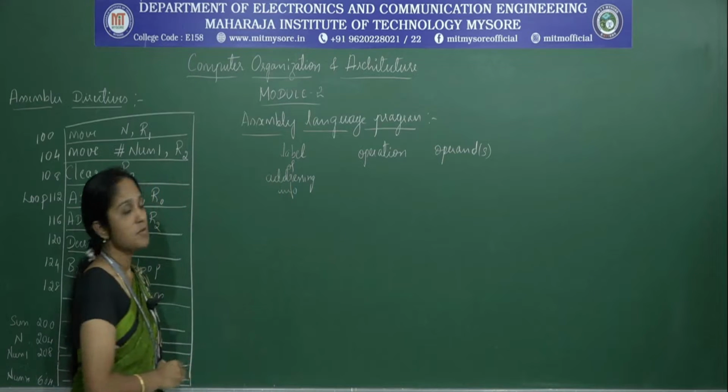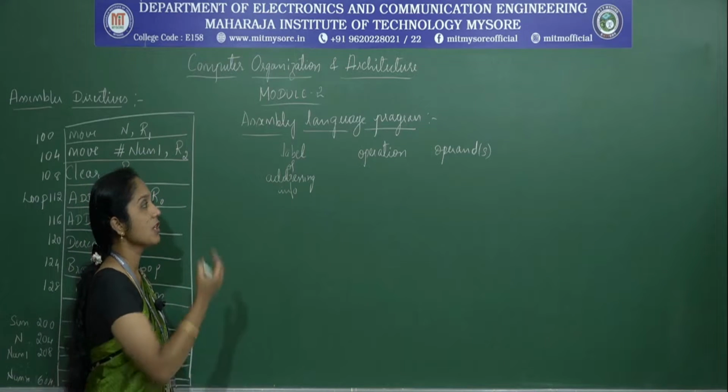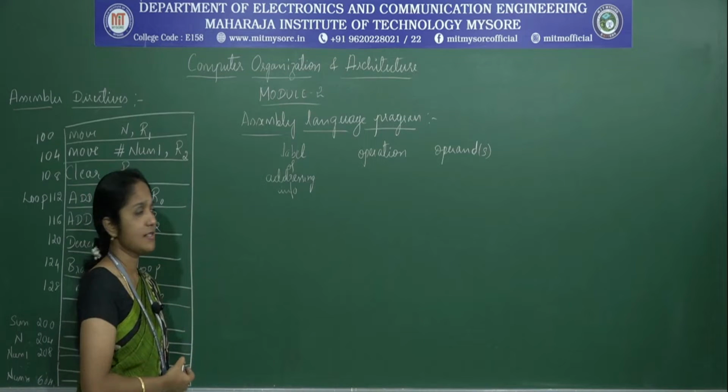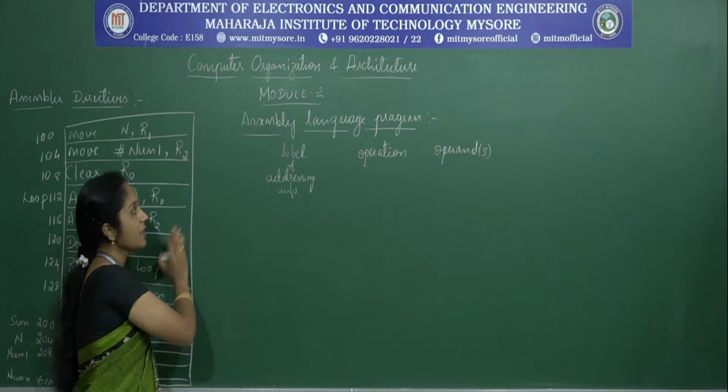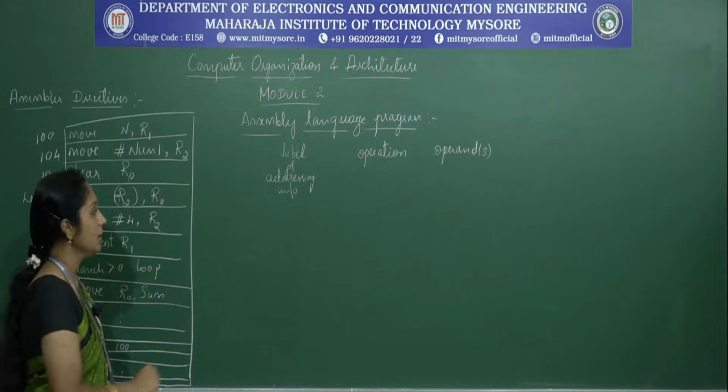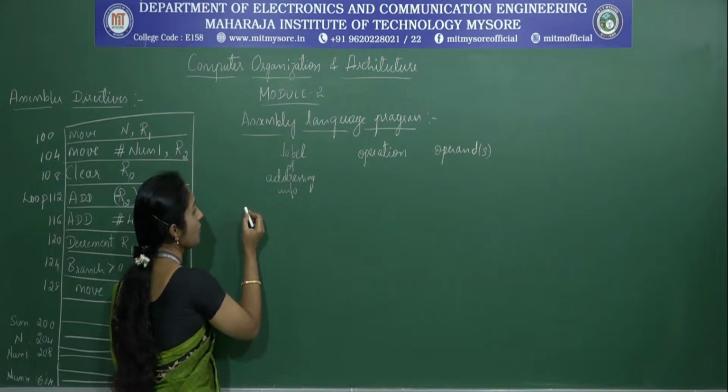Yes, we have 3 columns here. One is the label or the addressing information. Next we have the operation, and the last is the operand. So let us write the assembly language program for the program segment whatever we have written.